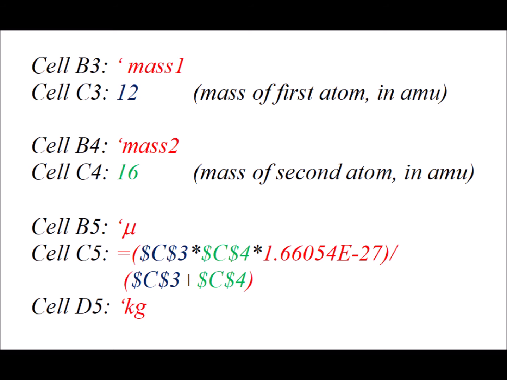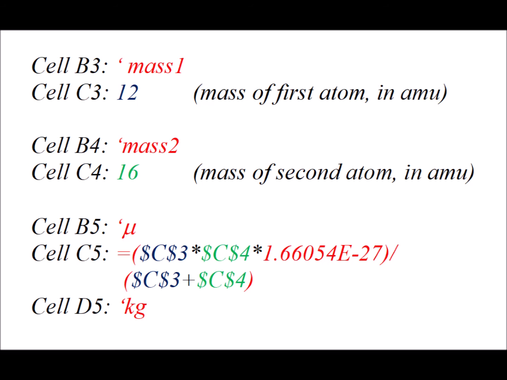We begin with a new worksheet. In cell B3, we put the label mass 1. And then in cell C3, we put that mass in terms of atomic mass units. For the second atom, basically going for a diatomic molecule here, in cell B4, we have the label mass 2. And then in cell C4, we have the mass of the second atom in atomic mass units.